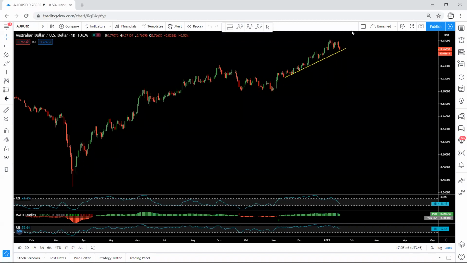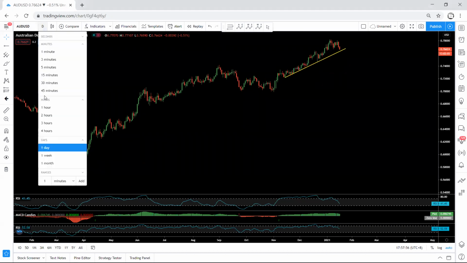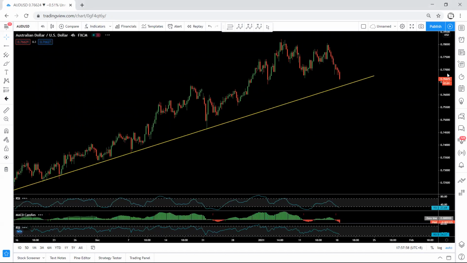AUDUSD, we start with the daily chart. Okay, based on daily chart, we don't have much changes from my last week. I mean, last video analysis. Anyway, we move to lower time frame. We see how we can trade it for this week or today.